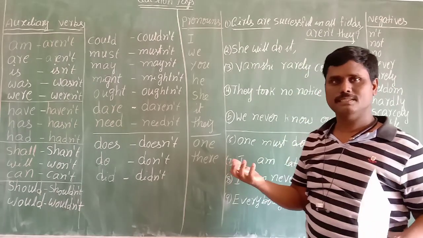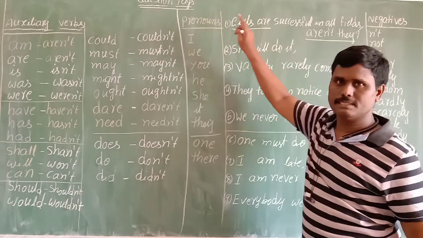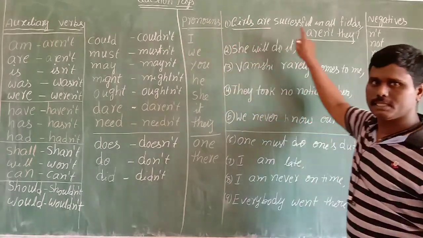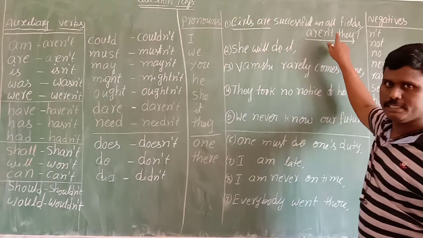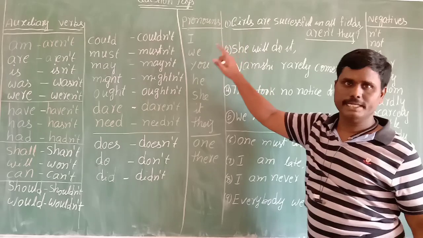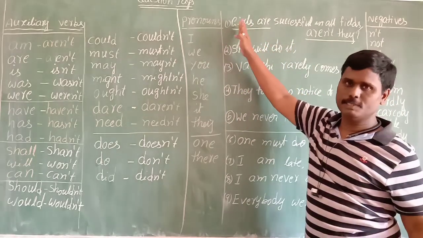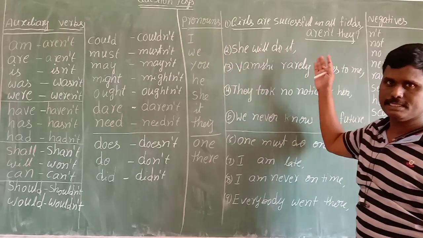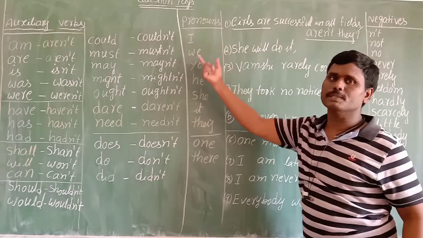Very easy, friends. The simple technique is: read the given sentence, see if there is a helping verb, write the helping verb. If there is no negative word, write the contraction. If there is a negative word, write without the contraction. Then what is the subject? If the subject is a pronoun, write it as it is. If the subject is not a pronoun, change it into the equal pronoun.